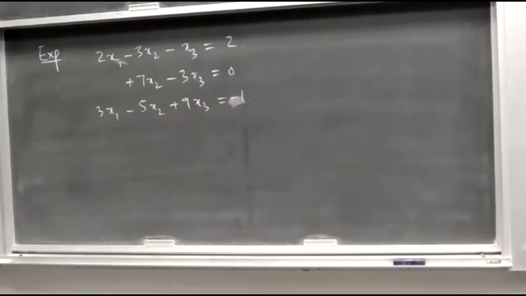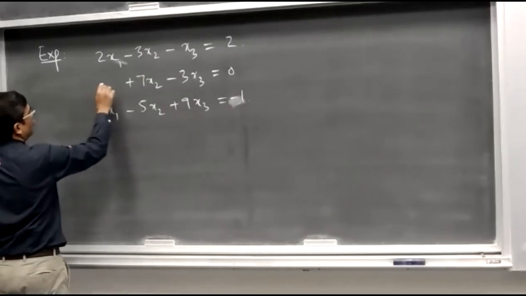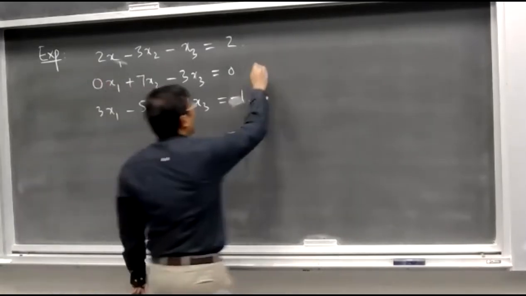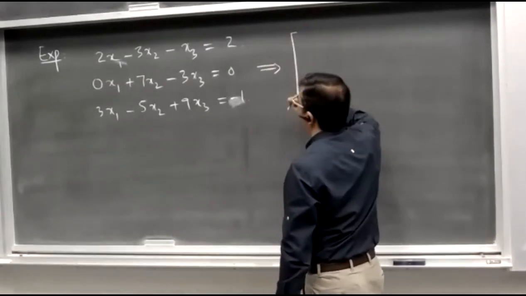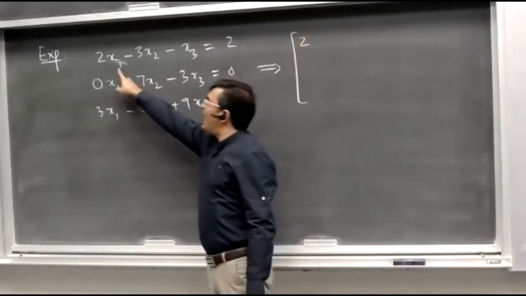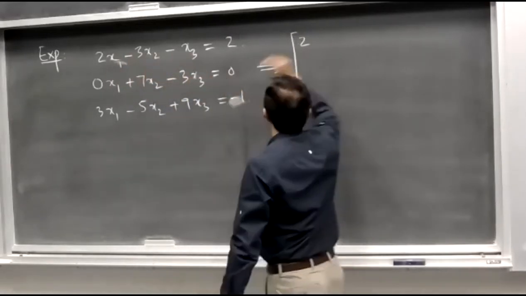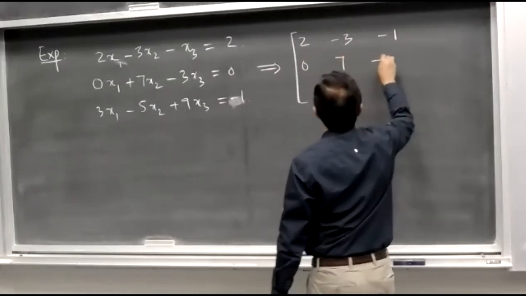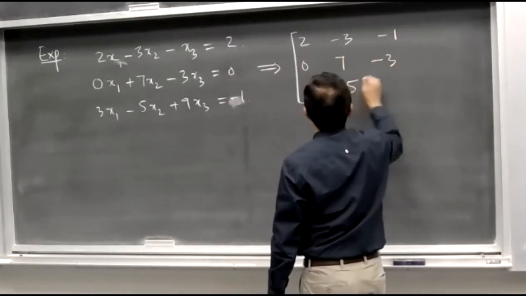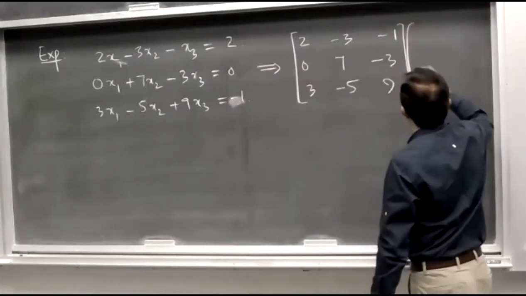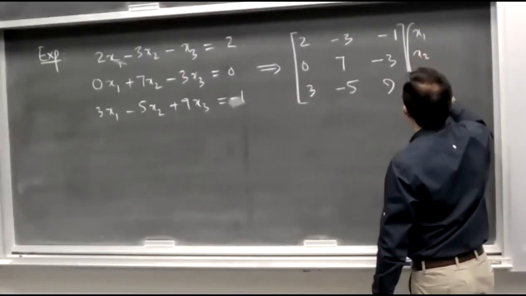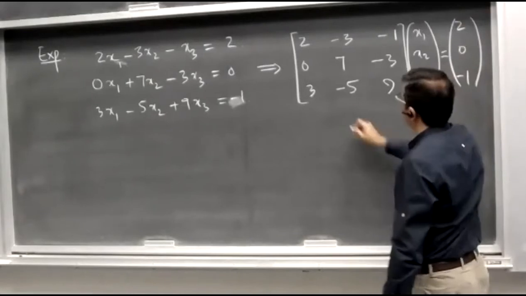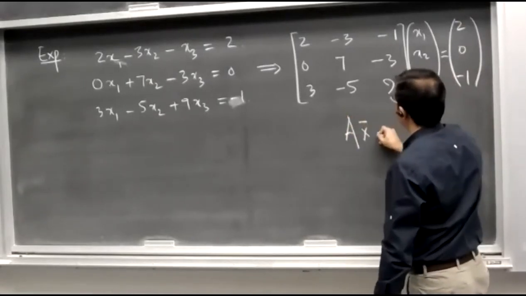Now, in this linear system, you can see that here we don't have any coefficient of x1. So you can put it 0. Now, this linear system can be written in the form of a matrix, the coefficients of x1, then x2, x3. So 2, 3, minus 1, 0, 7, minus 3, 1, minus 5, 9, times x1, x2, x3 is equal to the right hand side vector 2, 0, minus 1. So this is your A times x is equal to B.